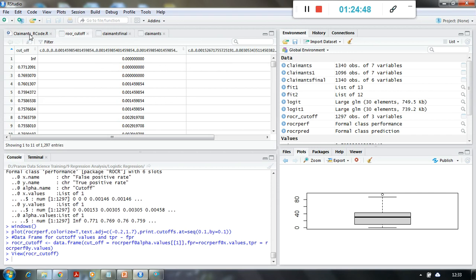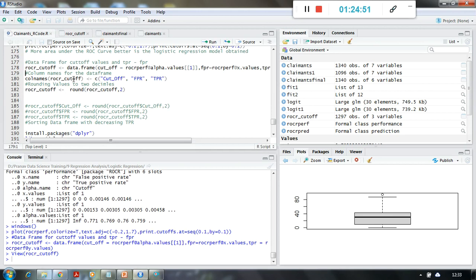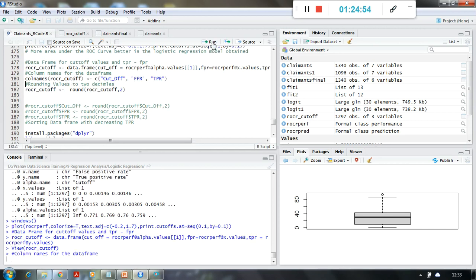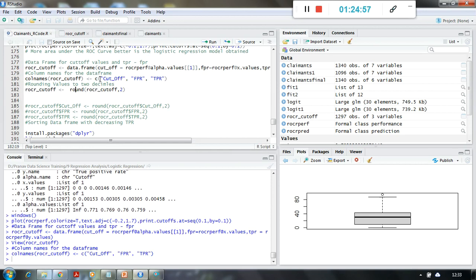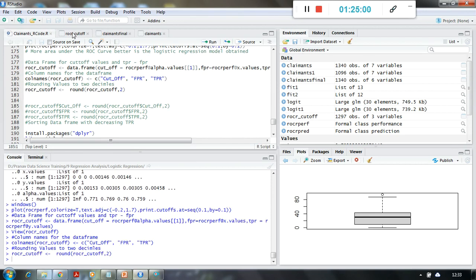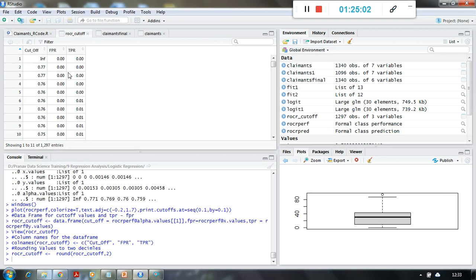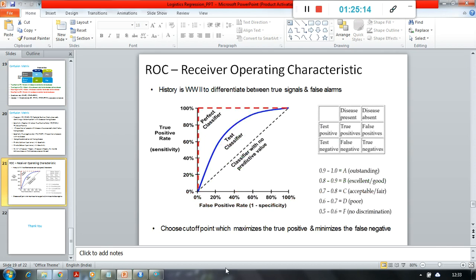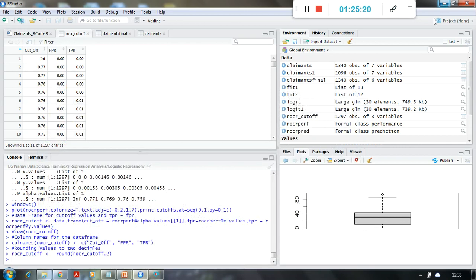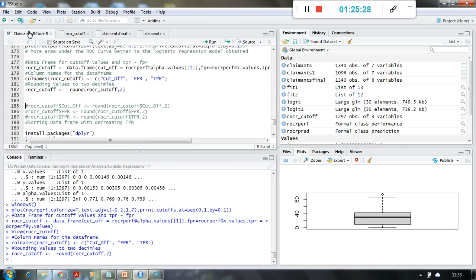So this is quite awkward over here, so let me clean it, give the column names to the data frame, and use the round function so that it will be rounded, right? So now you can see over here, these are the values, and in this, these are FPR, these are TPR, and these are cutoff values. Now, as we have discussed, while choosing the cutoff value, we have to maximize the true positive rate and minimize the false positive rate, which means I want to choose such a cutoff value where I will have a higher TPR and lower FPR.